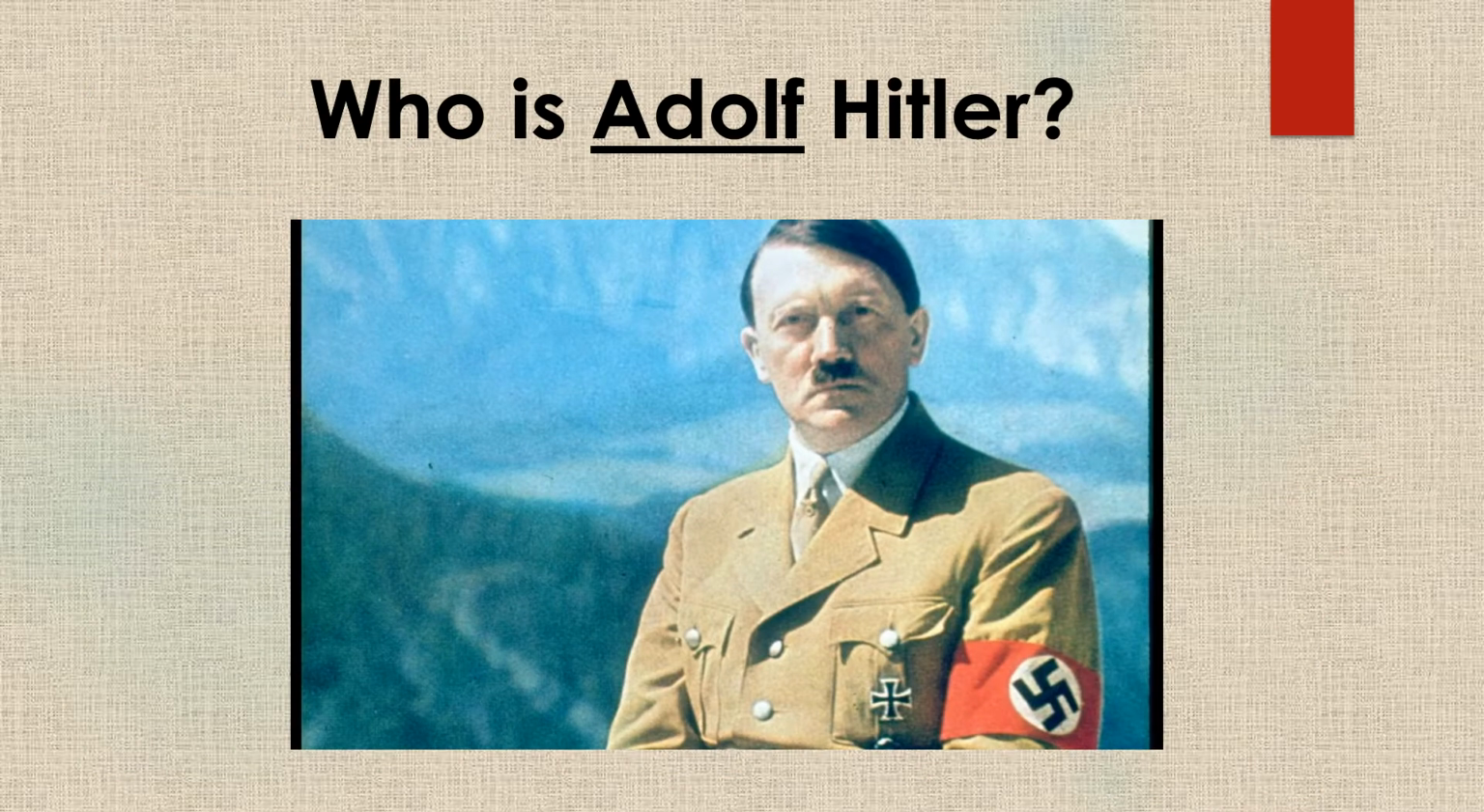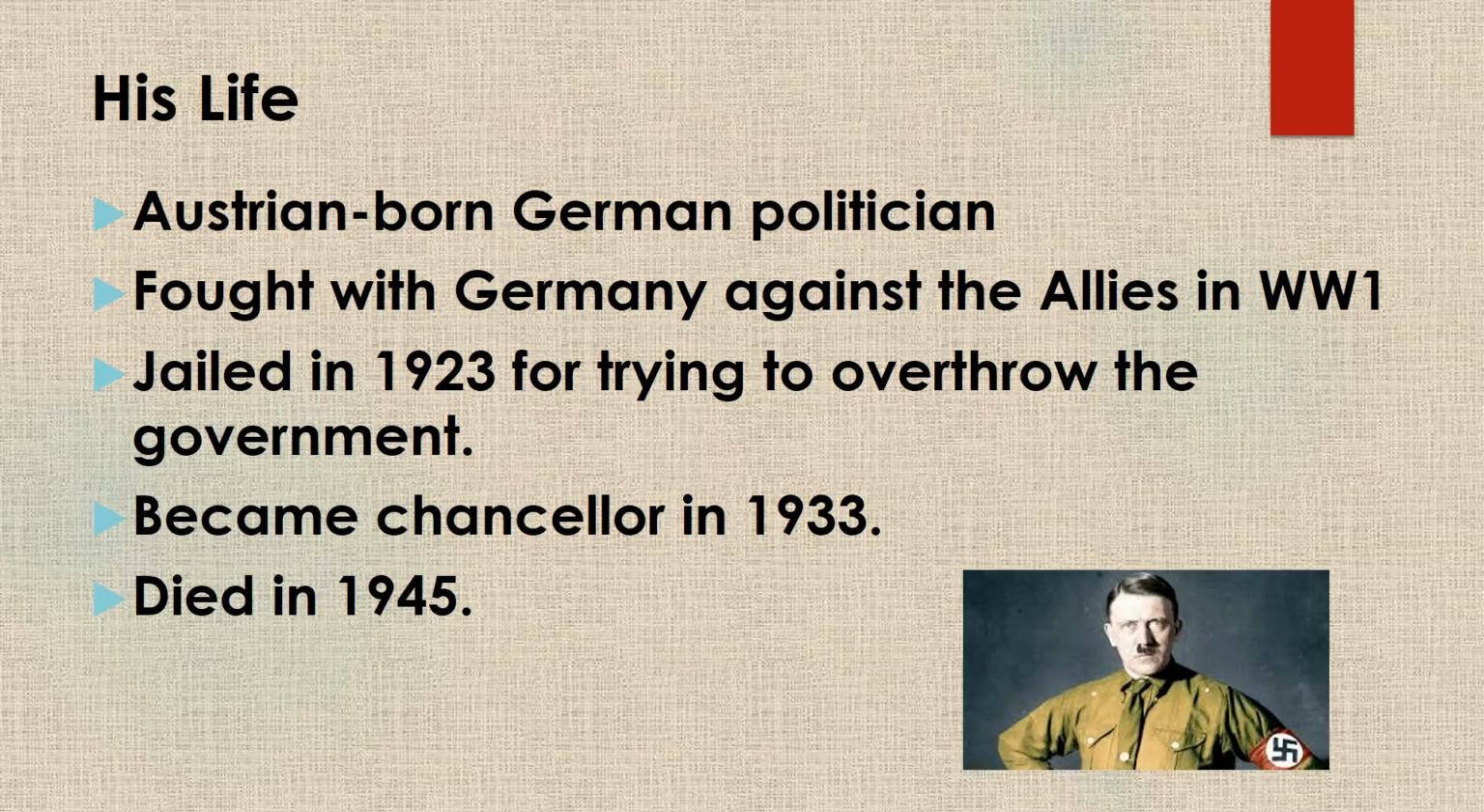Who exactly then is Adolf Hitler? We know about the fact that he carried out the Holocaust, we know about the concentration camps, but we don't quite know much about his background and his childhood. So I'm going to touch a little bit on that. He is actually an Austrian, an Austrian-born German politician. He fought with Germany against the Allies in World War I.